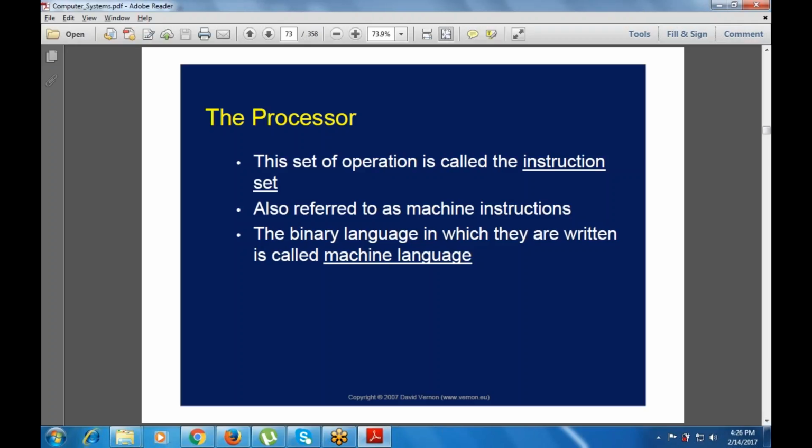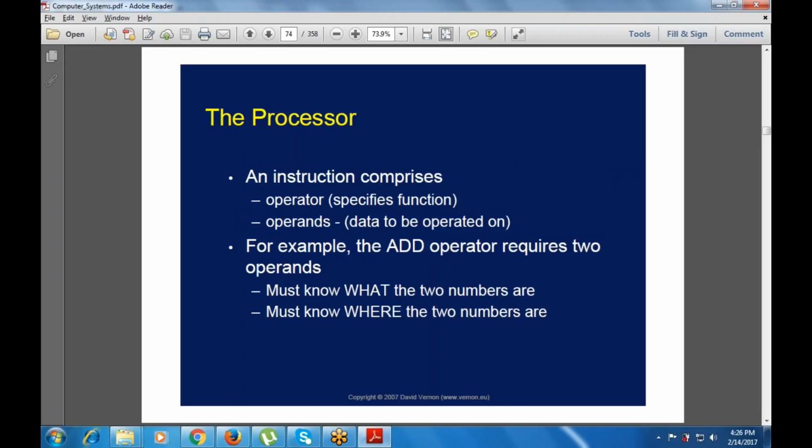Now this set of operations is known as the instruction set. Whatever multiple operations are carried out make up the instruction set, and this is also referred to as machine instructions. And the binary language in which they are written is known as machine language. For example, 0110, written in binary language, is also known as machine language.